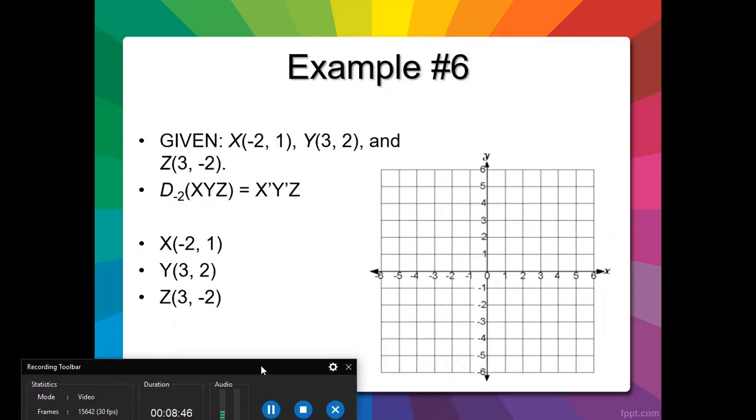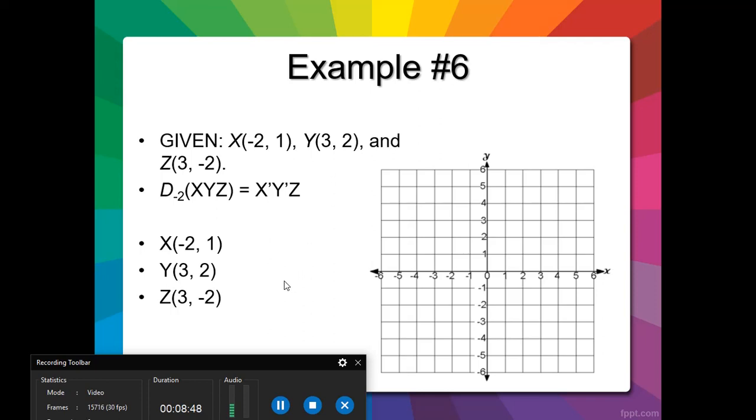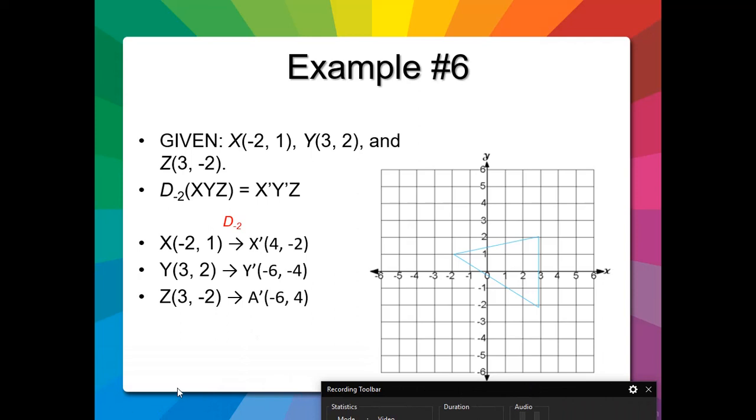For example number 6, we have 3 points given to us. I'm going to go ahead and plot those 3 points and create my triangle. We're now dilating by a scale factor of -2. So triangle XYZ should get larger, should be double the size. So I'm going to multiply all these values by -2. So X prime will be located at (4, -2). There's Y prime and Z prime. And I see that mistake right there.